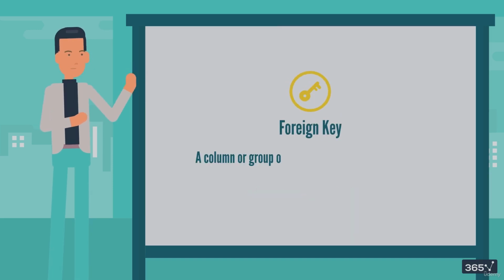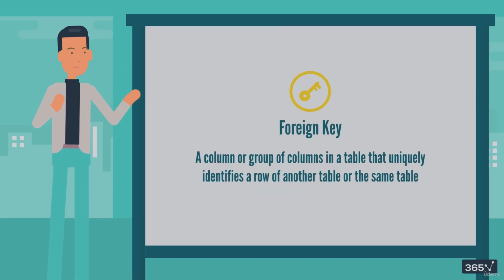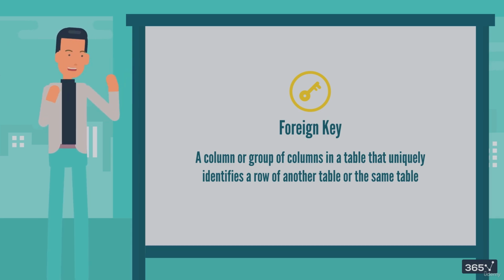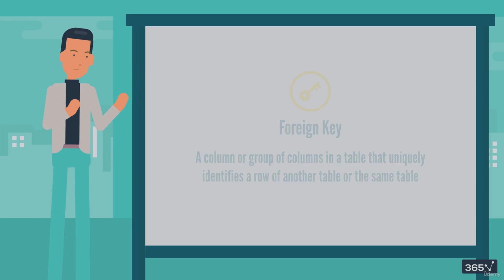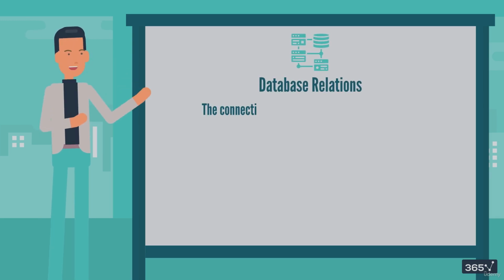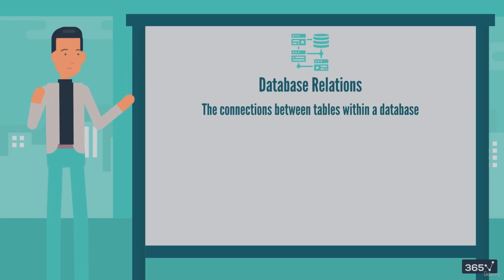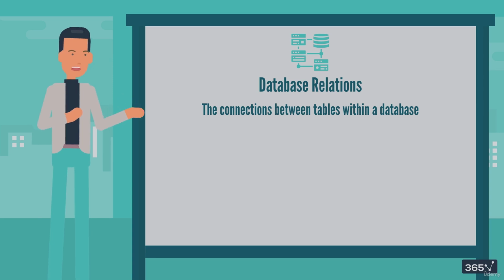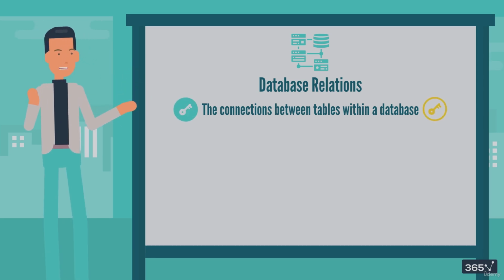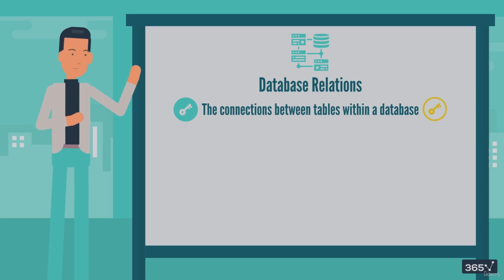A foreign key is a column or group of columns in one database table that uniquely identifies a row of another table or the same table. It's essentially a reference to the primary key of another table used to establish a connection between tables. Database relations refer to how tables within a database are connected, often using primary and foreign keys. There are three main types of relationships.